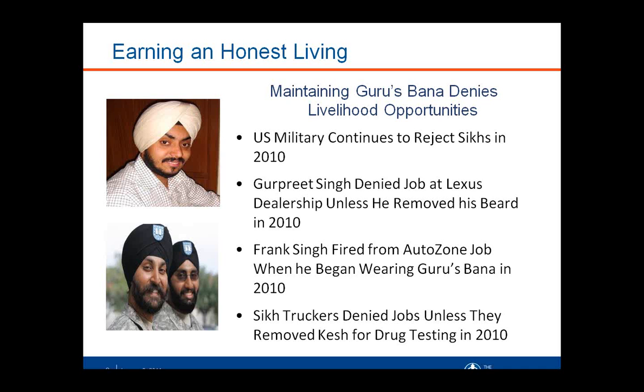So these are basically the threats to a Sikh's livelihood, and as you can see, they're quite widespread throughout the country. Very prominent national employers like Lexus, AutoZone, the U.S. military, in these cases employers that employ literally tens of thousands of people, feel free to discriminate against Sikhs in a way that's unfair and unjust.